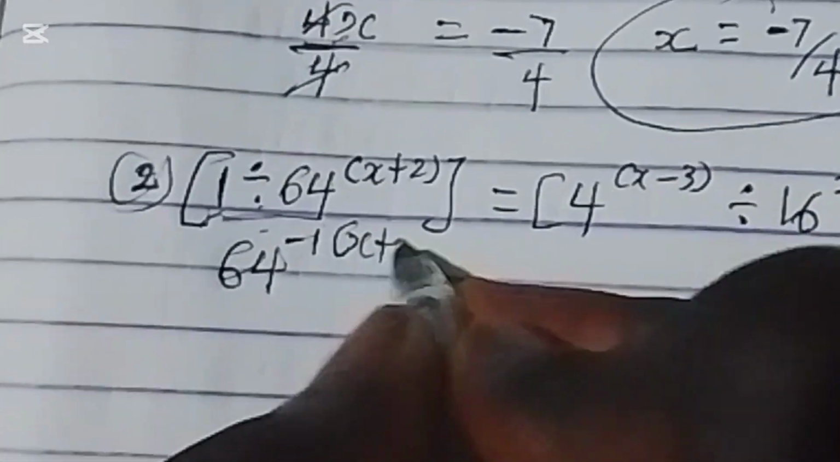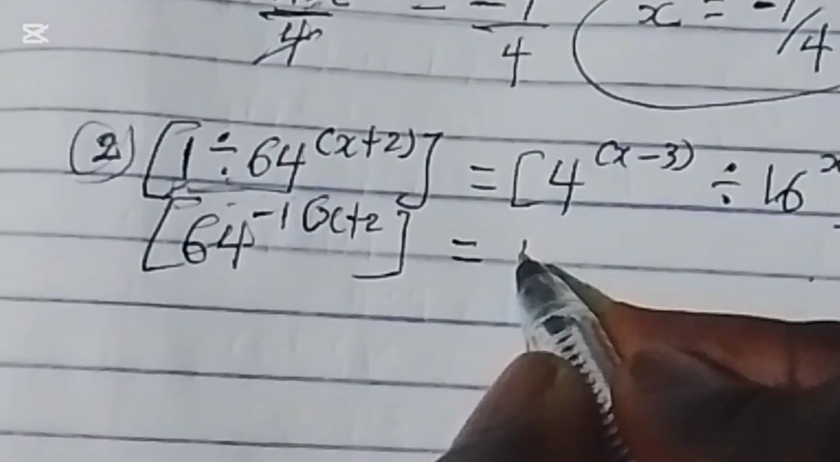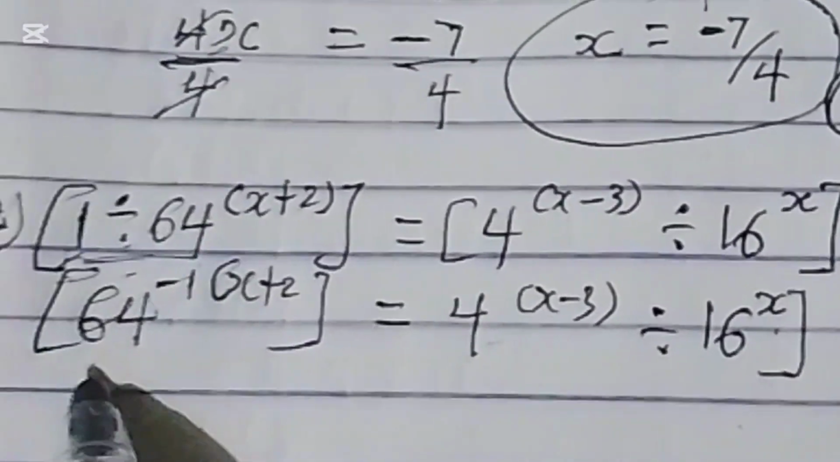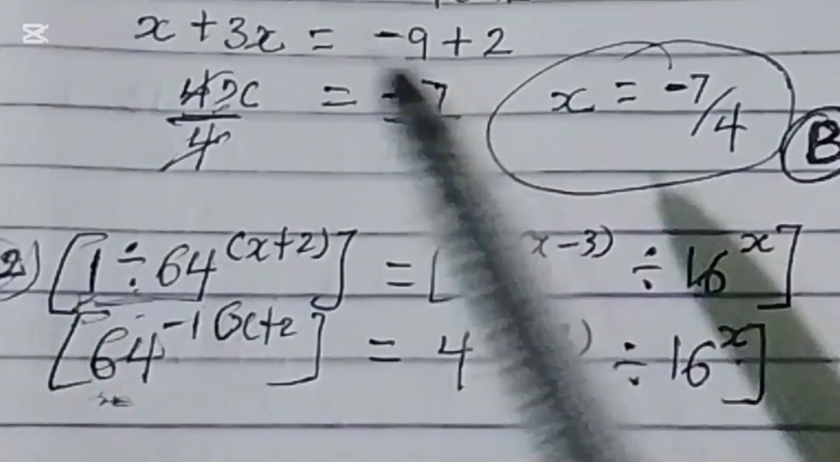But before you do that, you can also apply what we did here. You can do it over here, and that will be 64 raised to the power minus 1, then in brackets x plus 2, equals 4 raised to the power x minus 3 divided by 16 raised to the power x. So here I can make 64 to be 2 raised to some power. If you have 2 times 2 times 2 times 2 times 2 times 2, that's 2 raised to the power 6. It will give you 64. So 2 raised to the power 6.